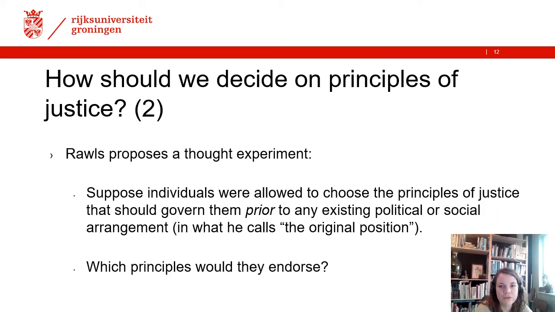So John Rawls proposed a thought experiment, and the idea is to imagine yourself in a position where you can choose irrespective of the political or social arrangement in your society. Is it a left-wing government or a right-wing one? Are you under a free market or a communist regime, etc.? Prior to any existing political or social arrangement, we imagine what kind of principles of justice should govern our society. John Rawls called this position the original position.